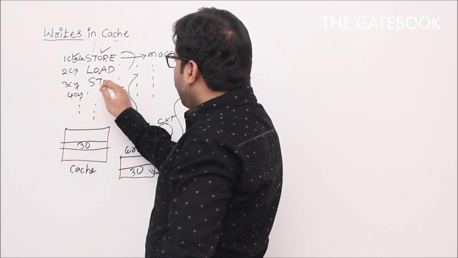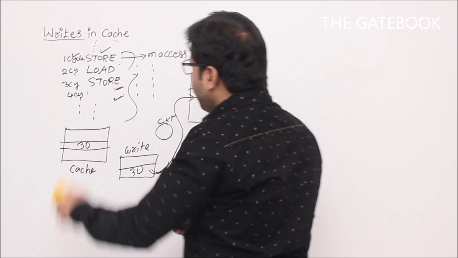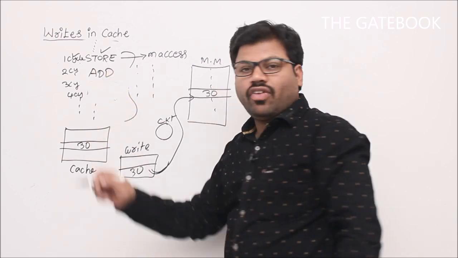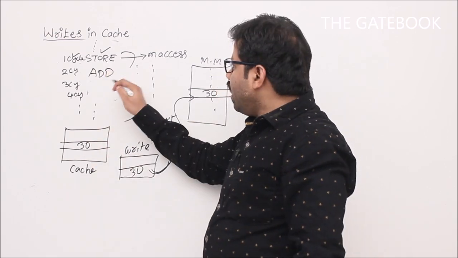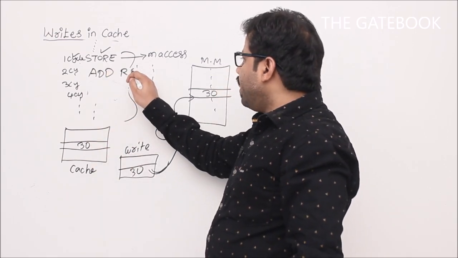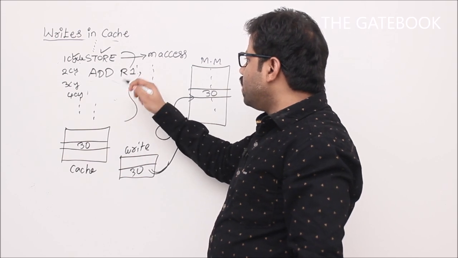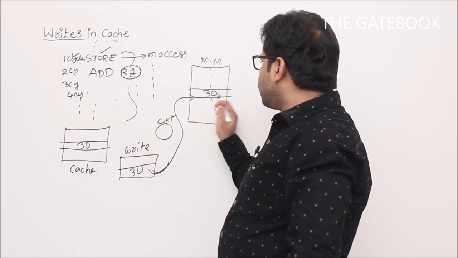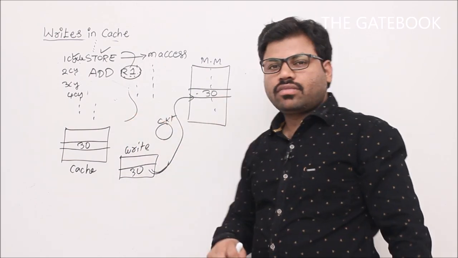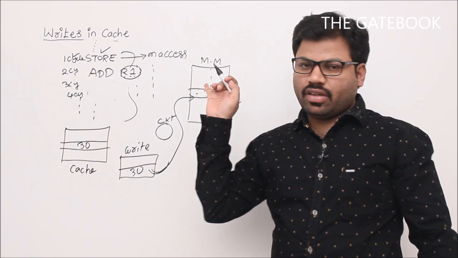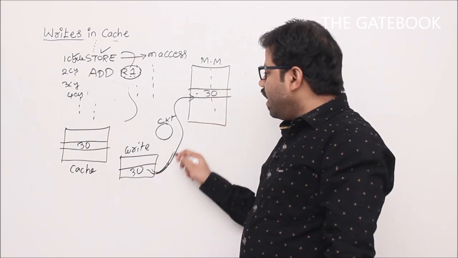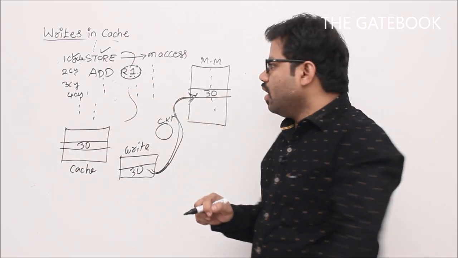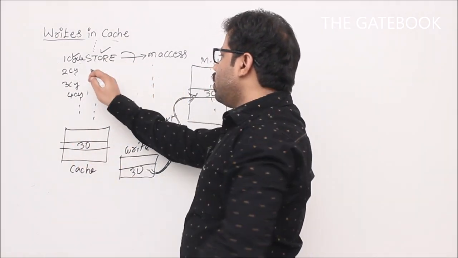And what if you have another store? Maybe there is an instruction called add which does not require memory, but add wants to use data. Let's say that data is coming from main memory. That means before you update it into the main memory, some of the instructions may want it, maybe not the add instruction directly, let's say a load instruction.